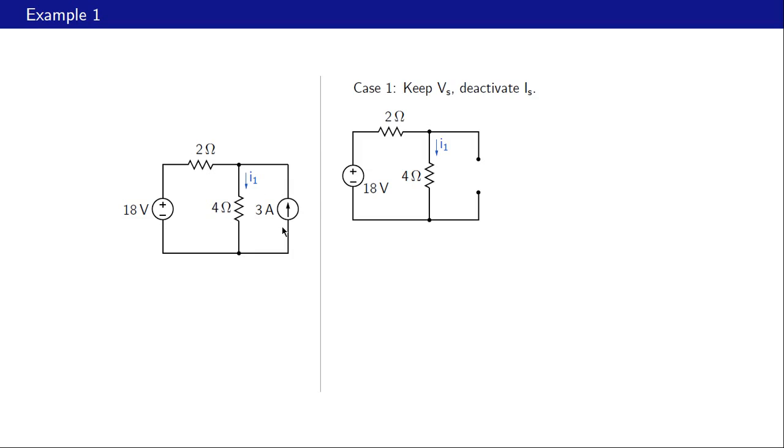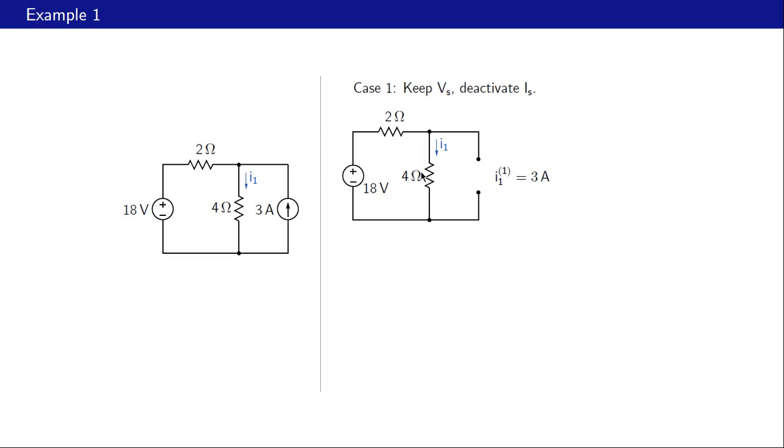Let us start with the voltage source. So we keep the voltage source and deactivate the current source, and that is our case 1. Keep Vs, deactivate Is. And how do we deactivate the current source? As we saw in the last slide, we need to make the current equal to 0, that is, replace the current source with an open circuit. And in this case, it is easy to calculate I1. It is simply 18 volts divided by 2 plus 4, or 3 amperes. Alright, so that is our case 1.